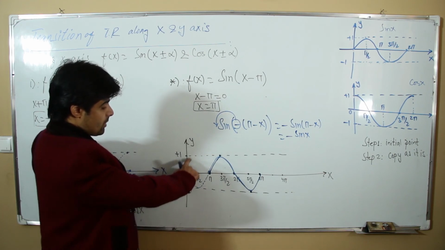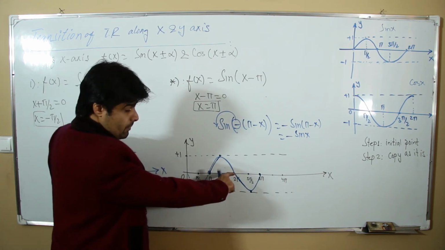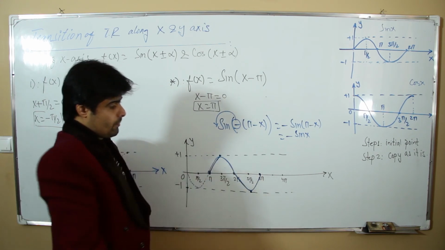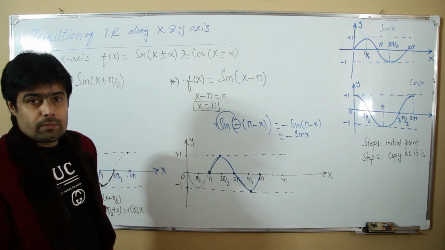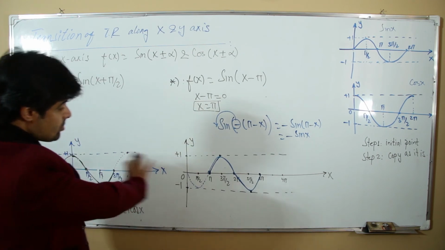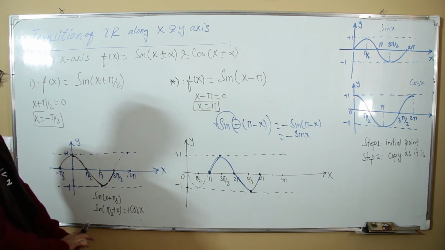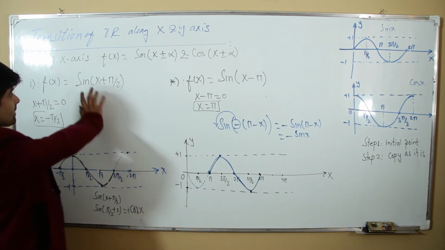Sine x was like this one, and minus sine x starts from here. We had it on the previous board. I think you have got it. So this is called the transition along the x-axis. Now I have drawn an example for sine.